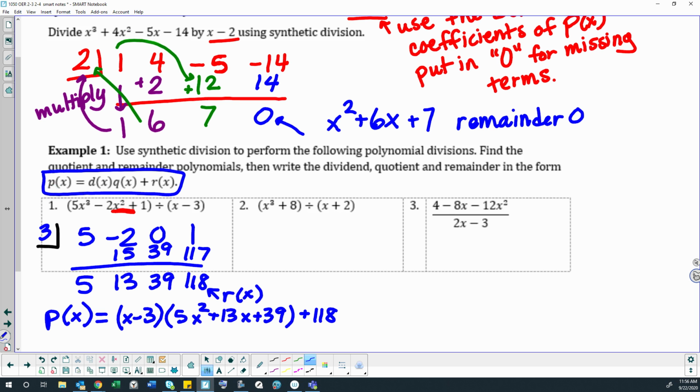So what if we did polynomial multiplication with x minus 3 and 5x squared plus 13x plus 39, and then we added 118 to it? What would we get? We would get our original polynomial back again, right? Just like we would do with normal division with normal numbers that aren't hidden with variables.